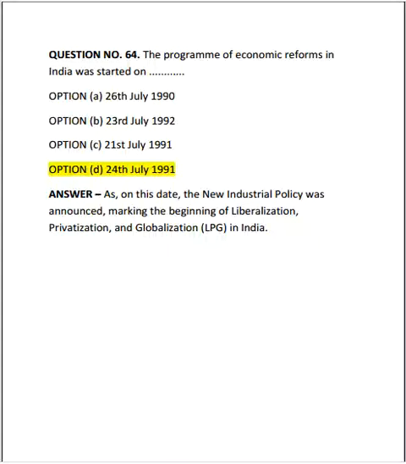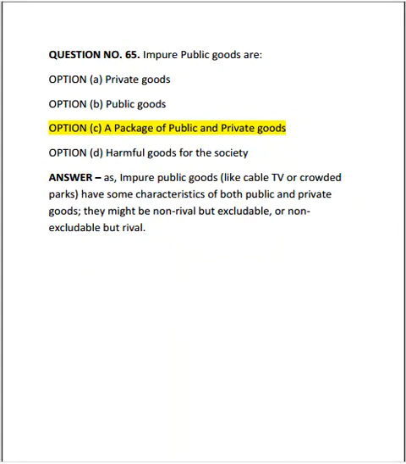Question No. 64. The program of economic reforms in India was started on Option A. 26th July 1990. Option B. The 23rd of July 1992. Option C. The 21st of July 1991. Option D. 24th July 1991. Answer: on this date, the new industrial policy was announced, marking the beginning of liberalization, privatization, and globalization (LPG) in India.